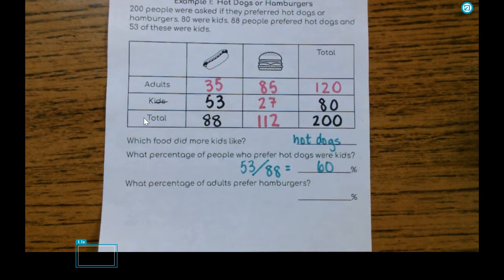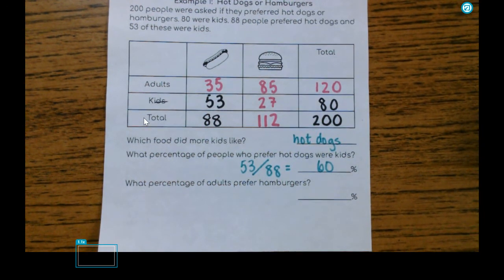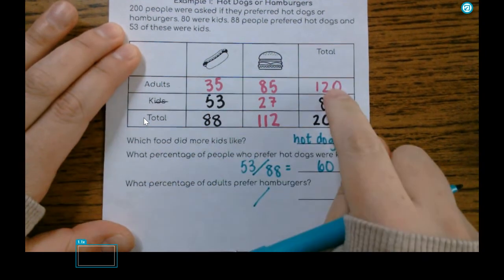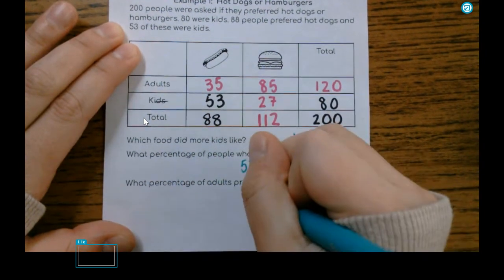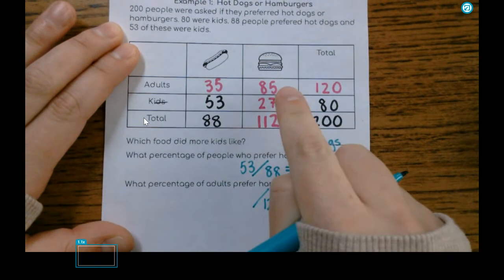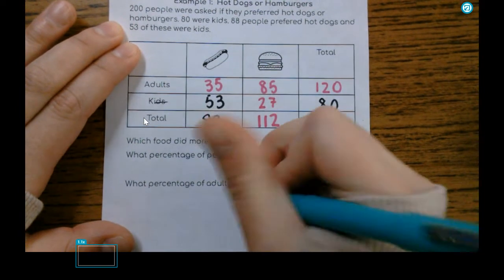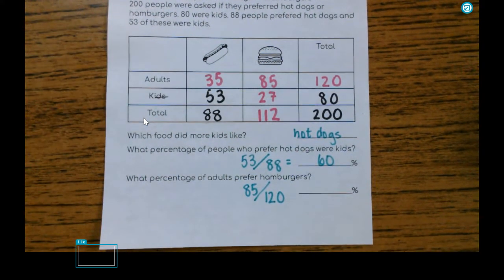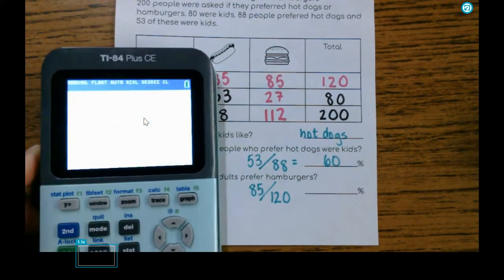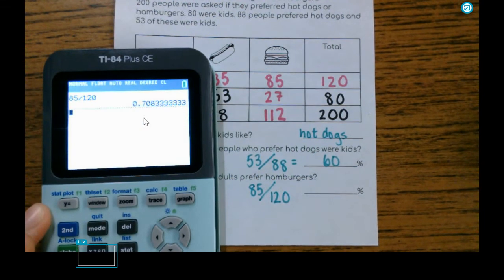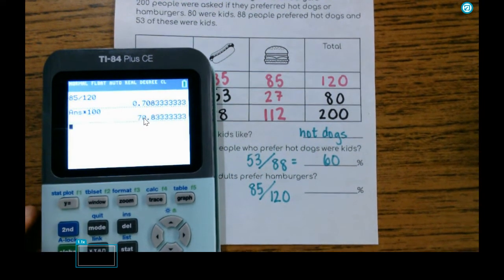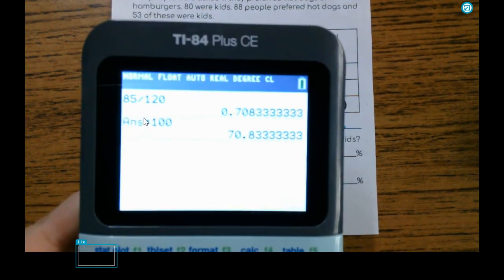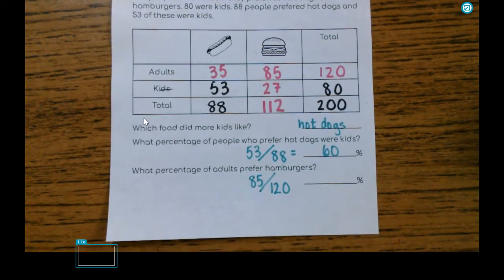Okay. The next question we're asked is what percentage of adults prefer hamburgers? So for that one, we need to look at the total number of adults, which is 120. And then we need to ask ourselves how many of them chose hamburgers, which is 85. So for that percentage, we're going to do 85 divided by 120 times 100. This one, we round that to 71% because it's 70.8. So that rounds up to 71%.